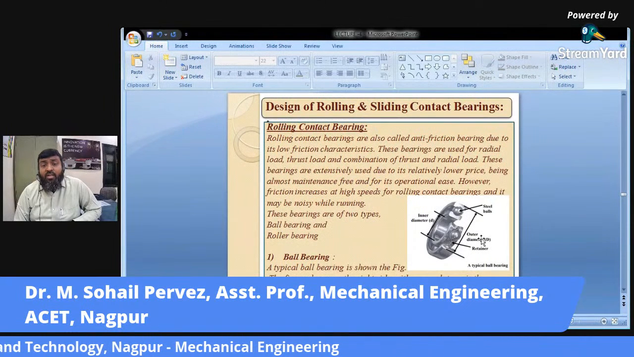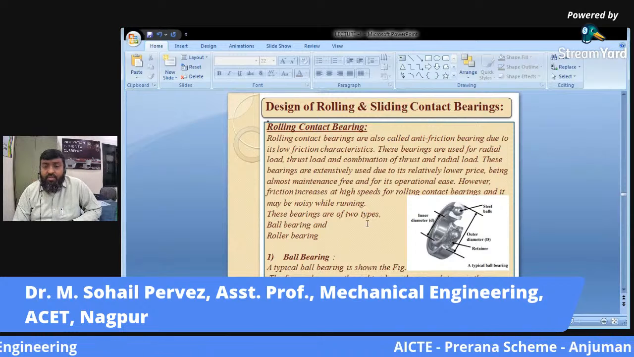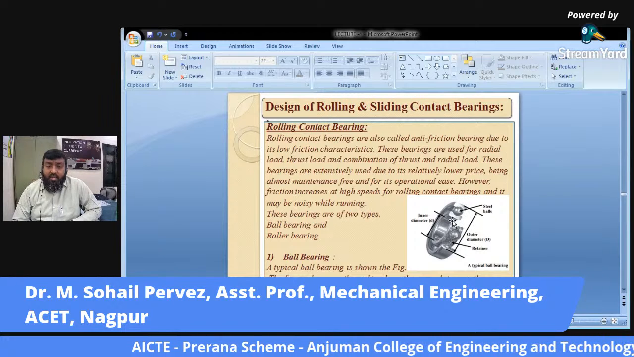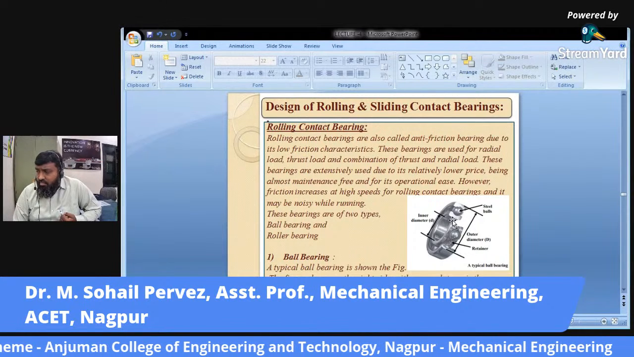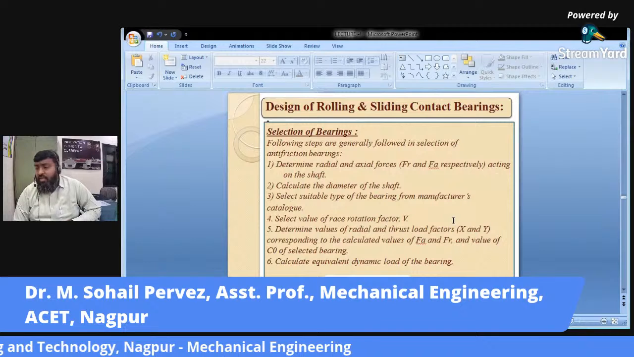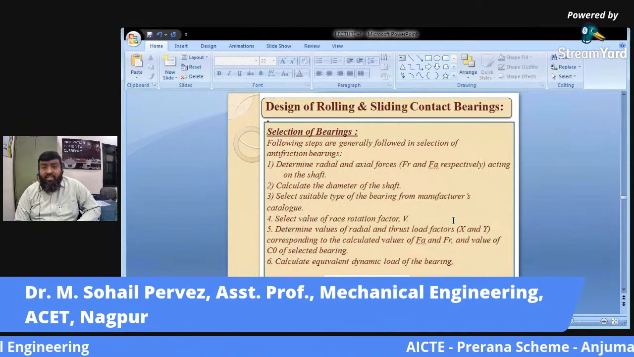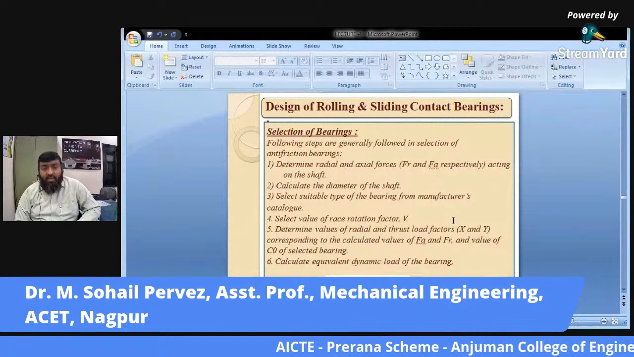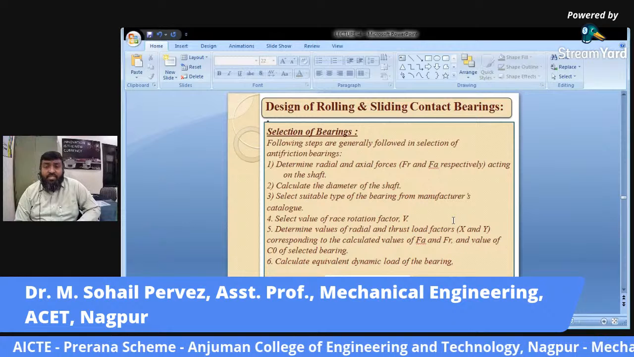Now, as far as rolling contact bearing is concerned, this is the much familiar diagram wherein balls are inserted between outer race and inner race, and it is generally used in the most application generally. Now, here I am giving a brief account of how to select a bearing from manufacturer's catalog, because you have to select the bearing from manufacturer's catalog based on different aspects.